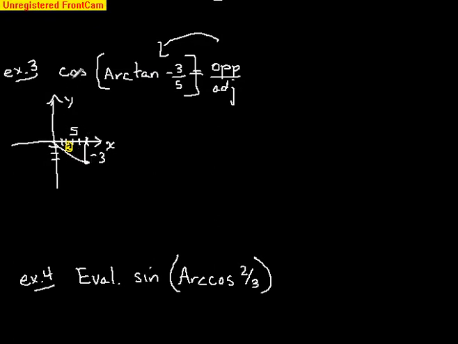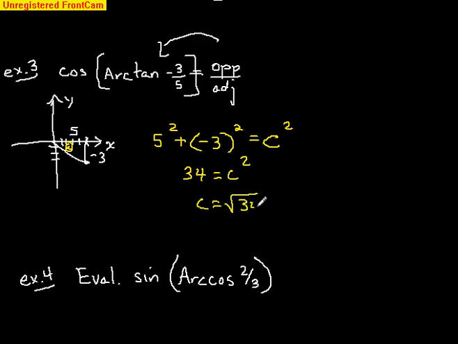Then, in order to find the cosine, remember cosine is adjacent over hypotenuse, so we need to find the hypotenuse of this triangle. So it's just 5 squared plus negative 3 squared equals c squared, and we get 25 plus 9 is 34 equals c squared, so c equals the square root of 34.